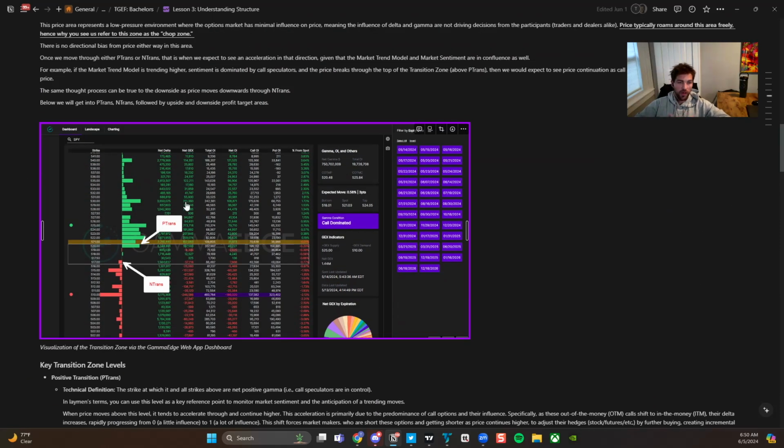So at the end of this lesson, you should understand the 3 pillars of the GammaEdge framework, that being sentiment, trend, and structure, and then obviously how they kind of form into a cohesive trading plan, which we will cover in lesson 4. So with that, enjoy the lesson.